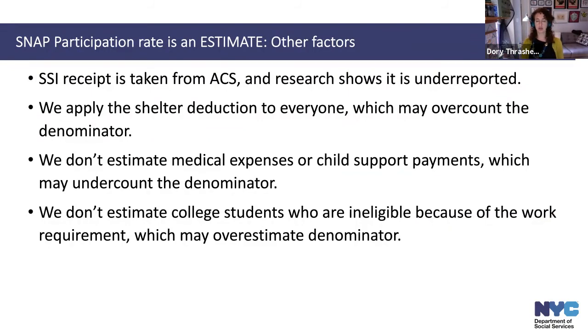Also, SSI receipt is taken from the New York Community Survey, and research shows that it is underreported along with almost all government benefits. And then we get really into the weeds with some of these. We applied the shelter deduction to everyone, which might overcount the denominator, artificially reducing the income of people who actually don't have shelter expenses. We don't estimate medical expenses or child support payments, which probably undercounts the denominator because people have lower incomes once those expenses are deducted or would be deducted. And we don't estimate college students who are ineligible because of the work requirement, because we just have not figured out how to do that.